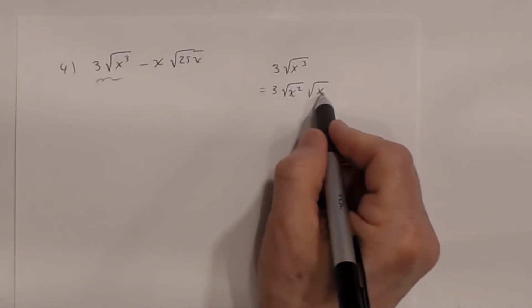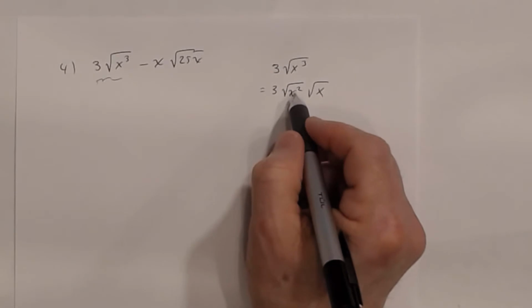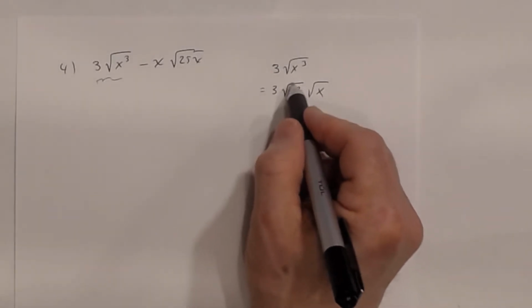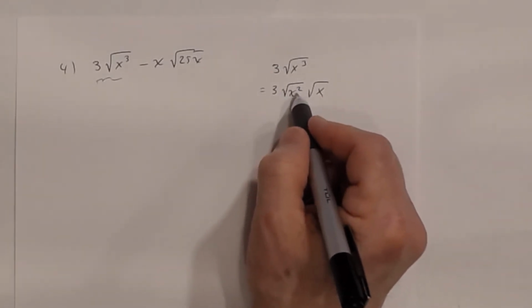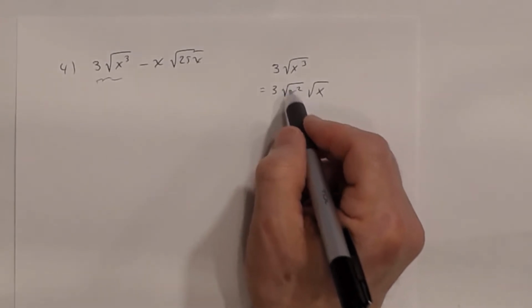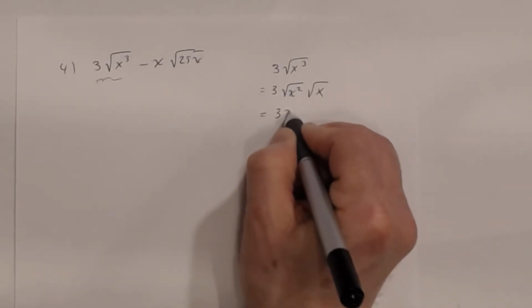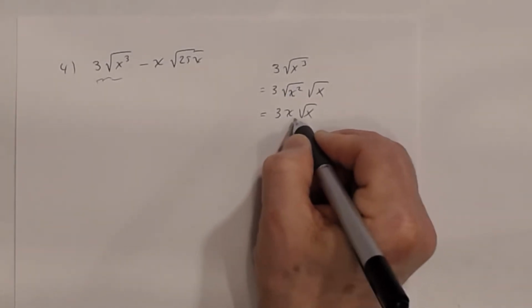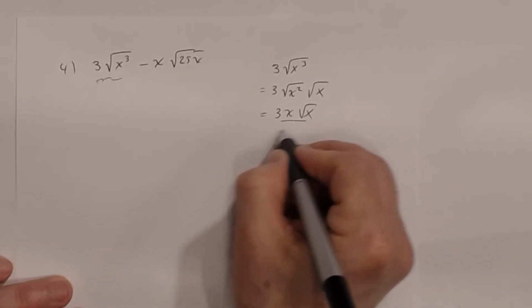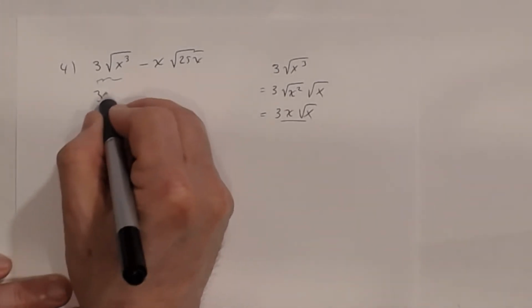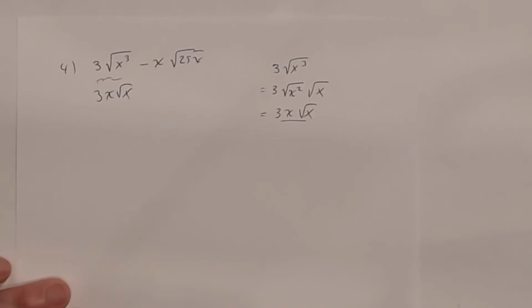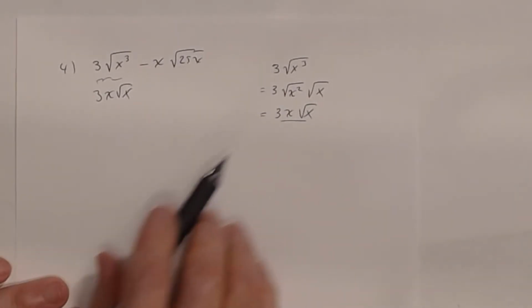Because remember, when you multiply like bases, you add exponents. 2 plus 1 is 3. And now I can simplify the square root of x squared. So what times itself is x squared? Well, just x. 2 divided by 2 is 1. So this is 3x square root of x. So that goes here now. So that's 3x square root of x. Okay, so you see there's some work you have to do.